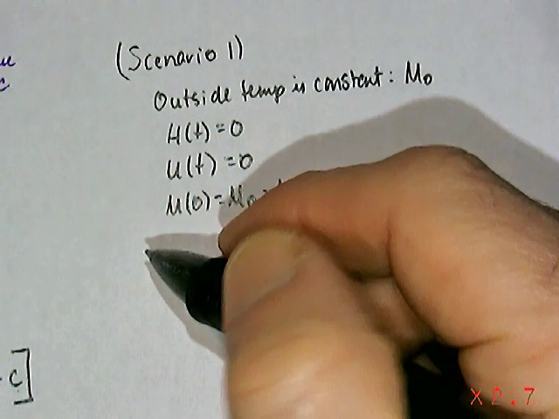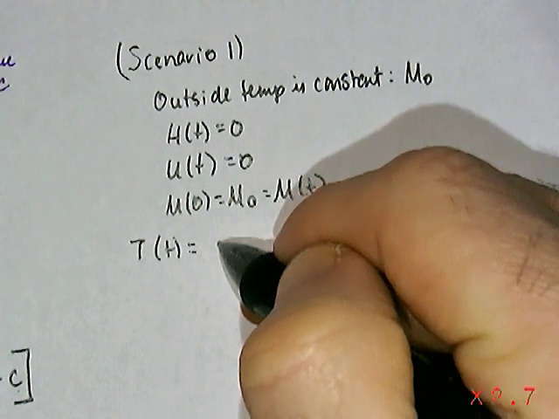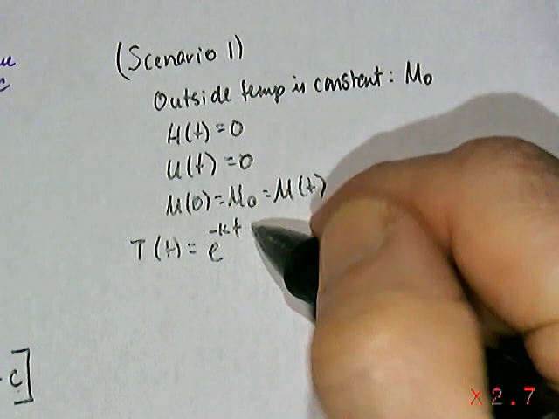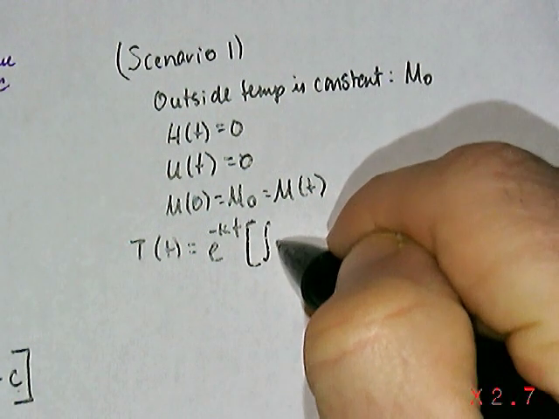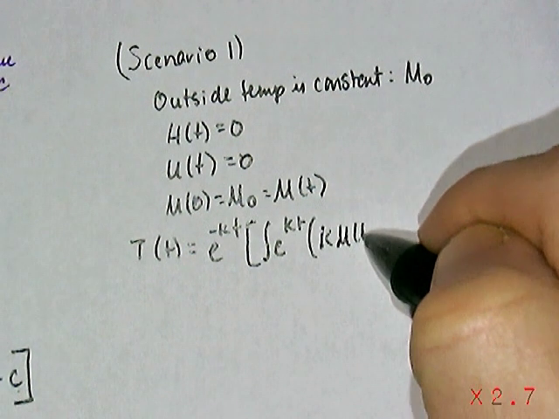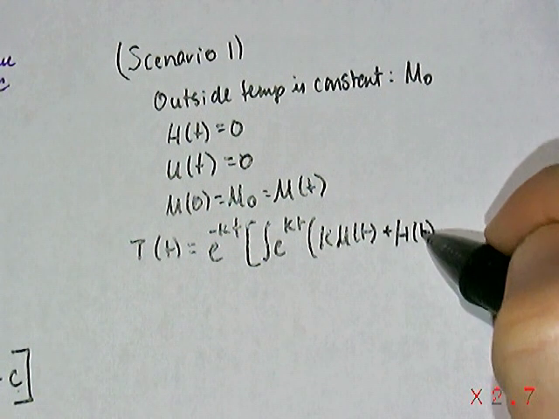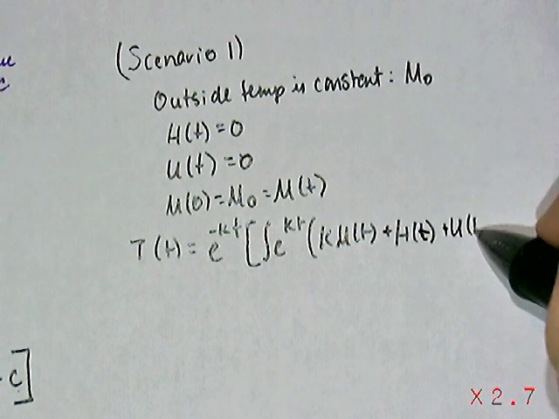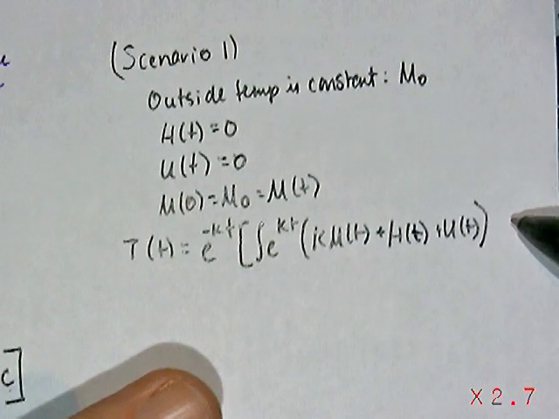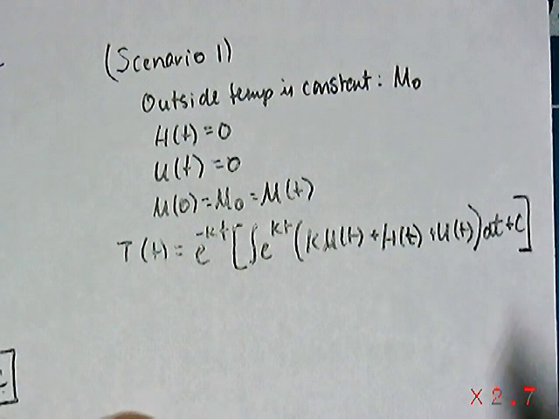So then if we go back to our solution, the form of our solution, we'll just rewrite it again. We know that the model of temperature change inside the building takes on this particular form: e to the minus kt, times the integral of e to the kt, quantity k m of t, plus h of t, plus u of t, close that off, integrating with respect to time, dt, plus that constant, close the bracket.